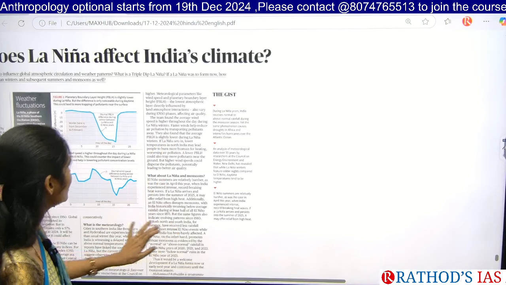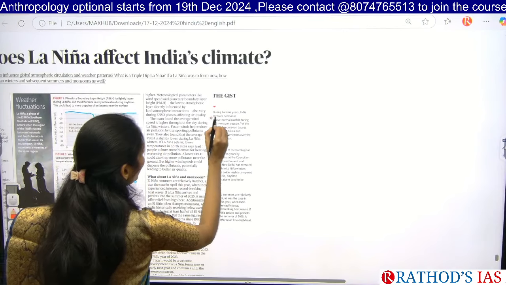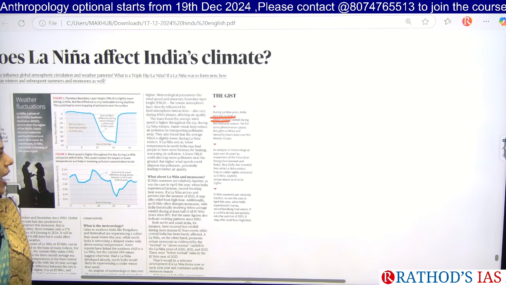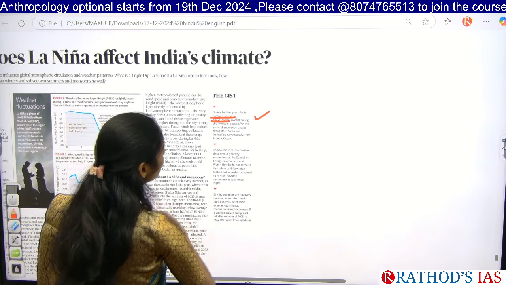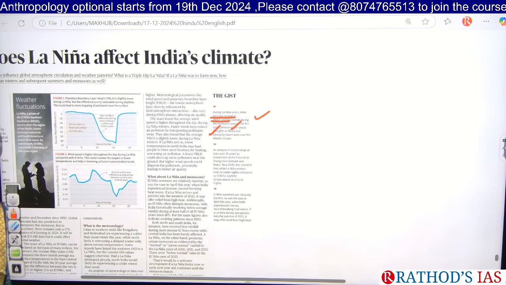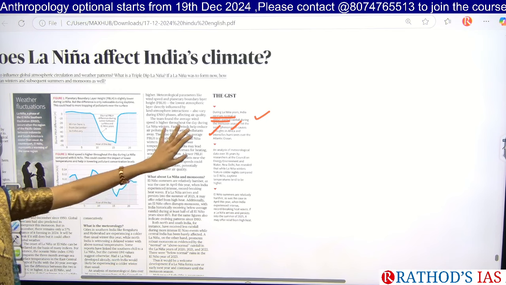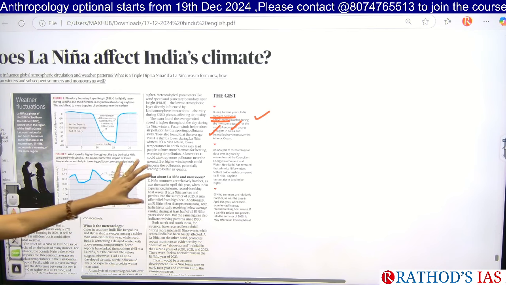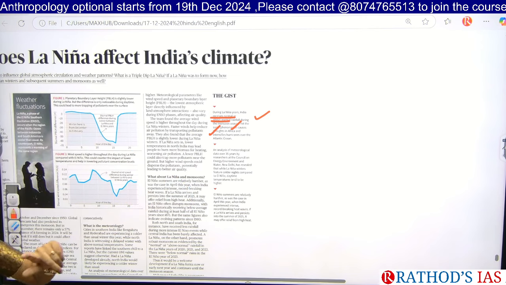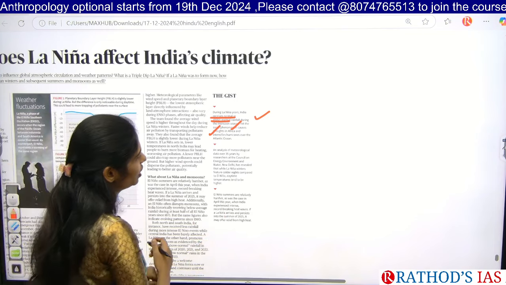During La Nina years, India receives normal or above normal rainfall during the monsoon season, and this phenomenon also causes droughts in Africa and intensifies hurricanes over the Atlantic Ocean. So it will not have that much impact on India, but overall because of this La Nina it will also be causing harm in other areas like Africa as well as the Atlantic Ocean.